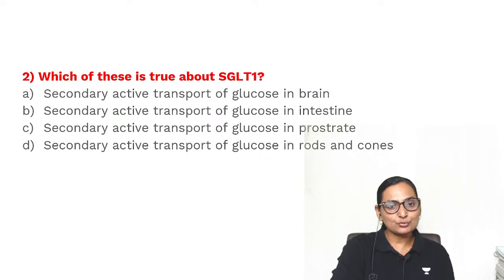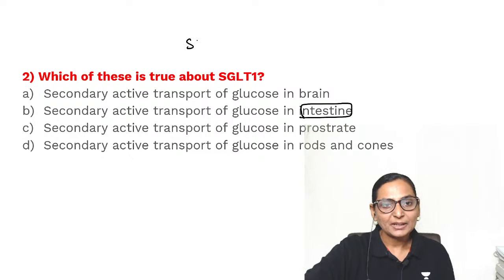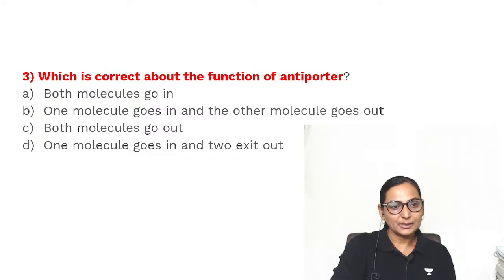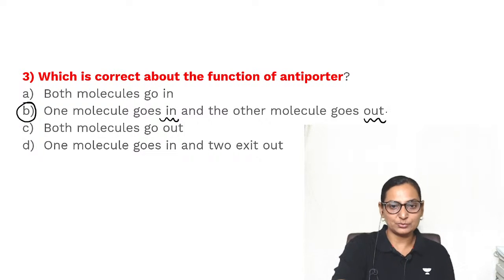Which of the following is true about SGLT1? It is secondary active transport in brain, intestine, prostate, or rods and cones. So remember, SGLT1 is in your intestine and SGLT2 is in the PCT of the kidney. What is correct about your antiporter? Both molecules go in, one in and other out, both go out, or one molecule goes in and two out. So remember, one molecule goes in and the other goes out.